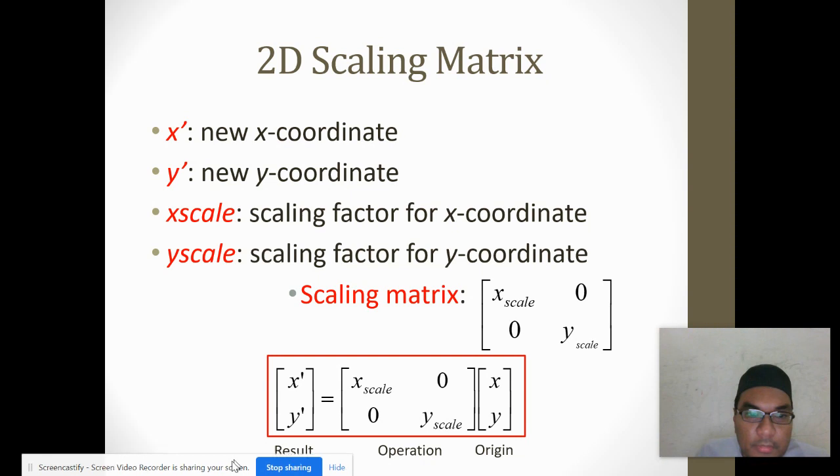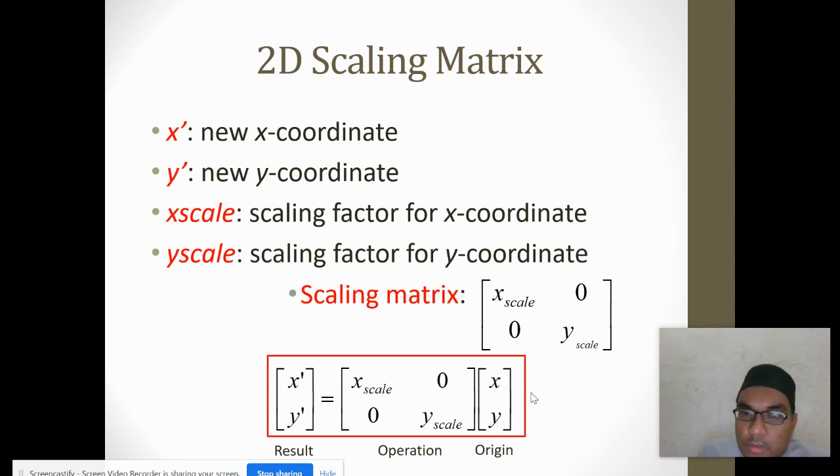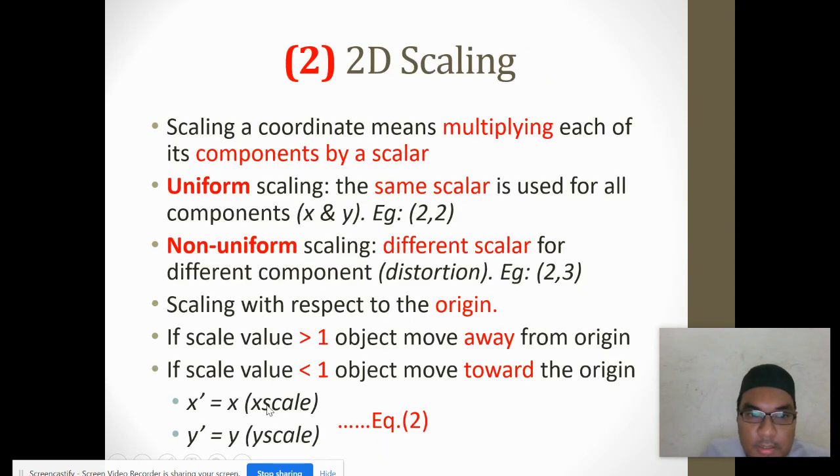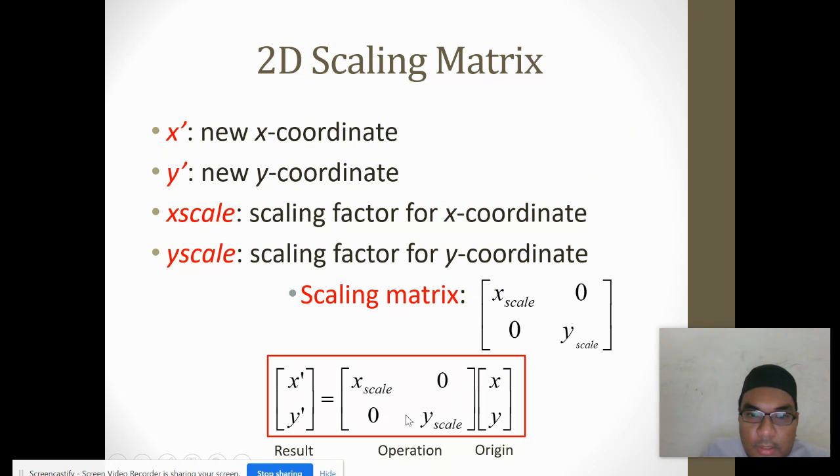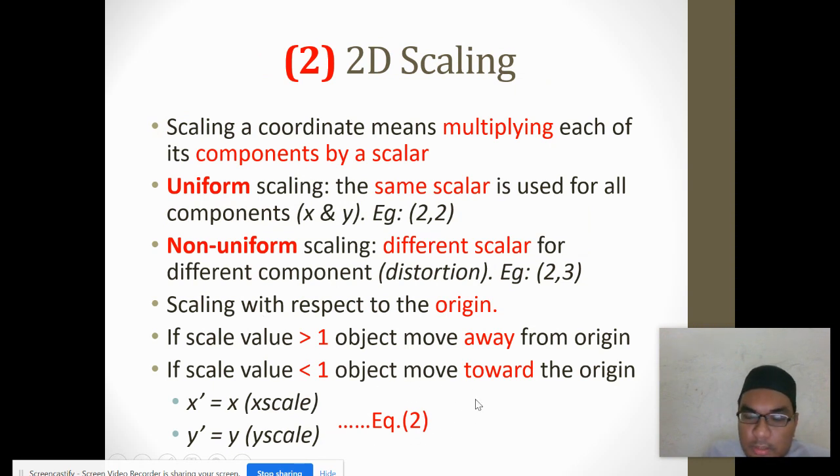In matrix form, you can show it like this: x scale multiplied by x, and 0 multiplied by y becomes 0. So x is only multiplied by x scale, because on the y there is a 0 value. For the y it is also the same: 0 multiplied by x, so there is no value of x, only y multiplied by y scale. So we get the previous equation, equation number 2. It's direct forward multiplication, it's simple.